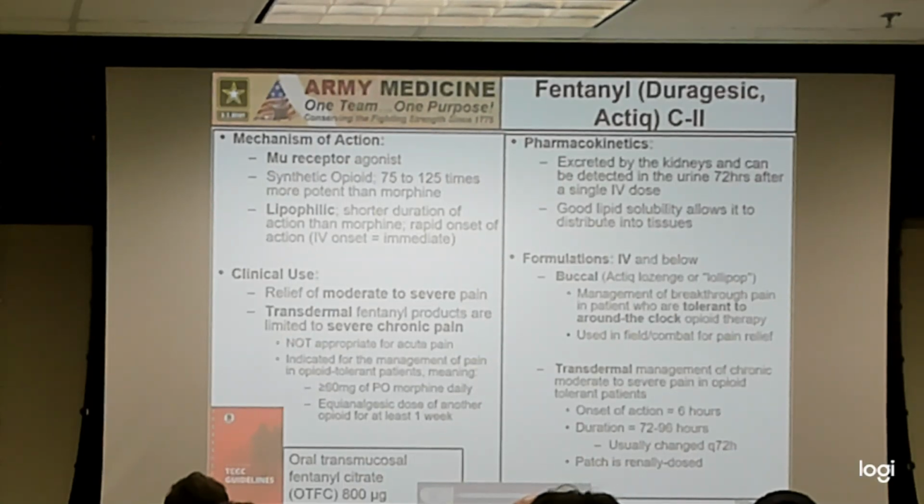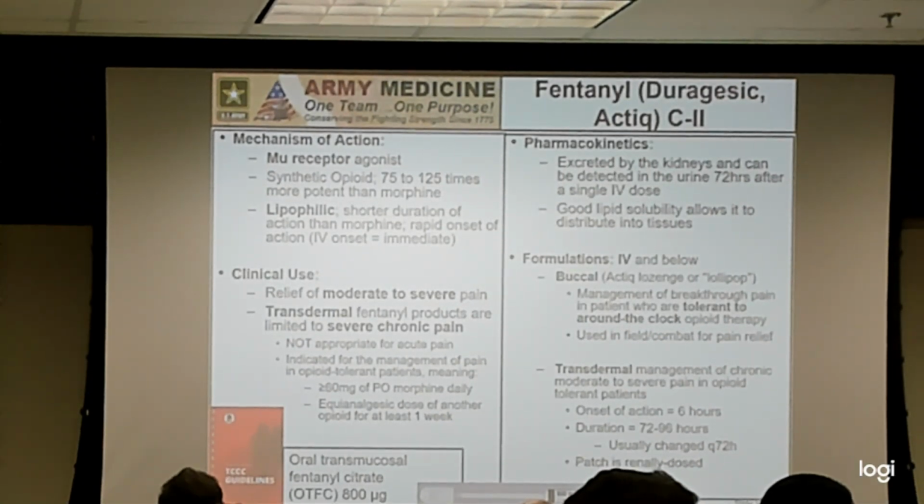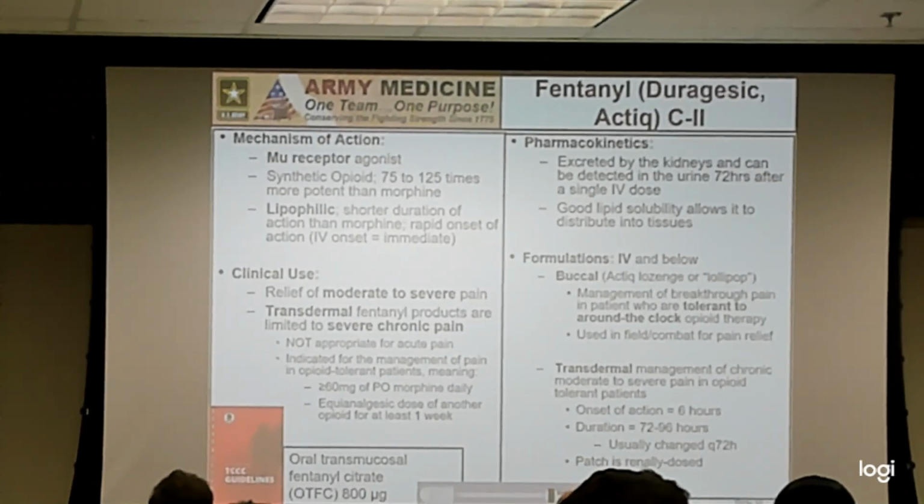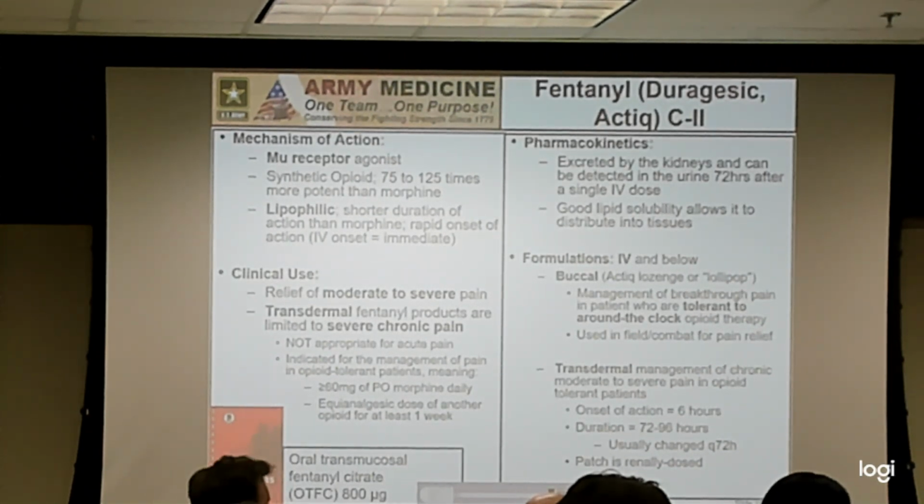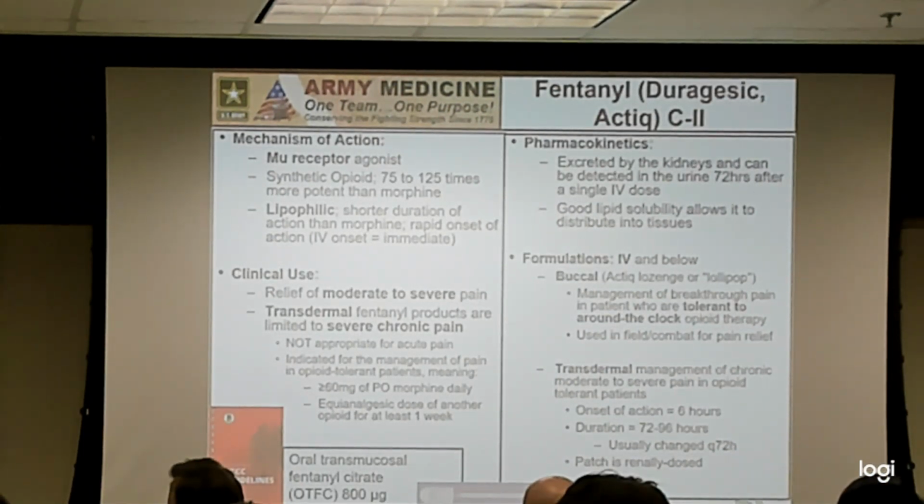They also have the lollipops. Has anybody used the lollipops before on any other patient? Yeah? Okay. I haven't been fortunate enough to see them, but it's a go-to. So as you see in your TCCC, your go-to when it comes to your lollipops.